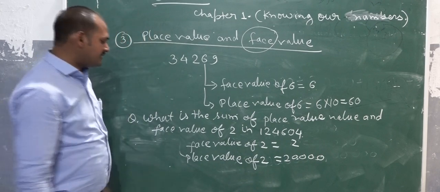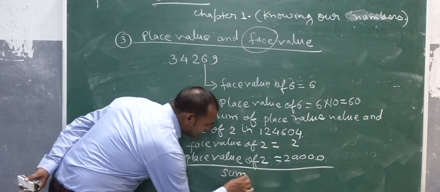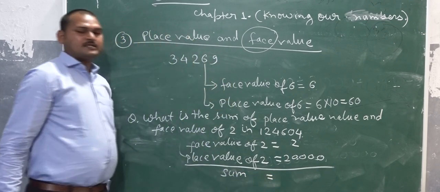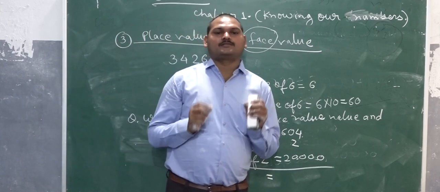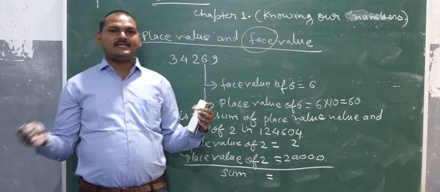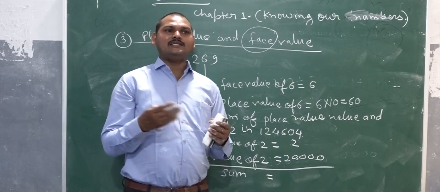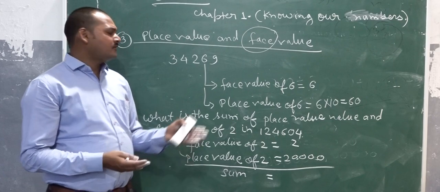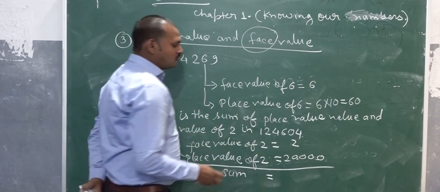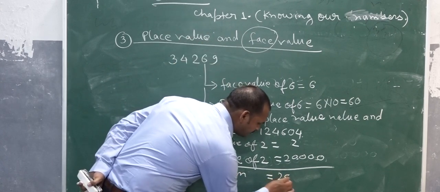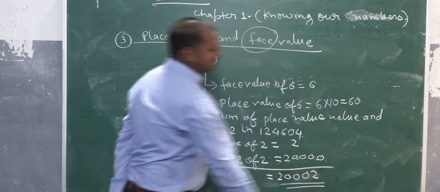20,000. Then what is the sum? What is the meaning of sum? Sum means plus. Means add these two numbers. What are the numbers? 2 and 20,000. If we add 2 and 20,000, it is equal to 20,002. This is the answer.